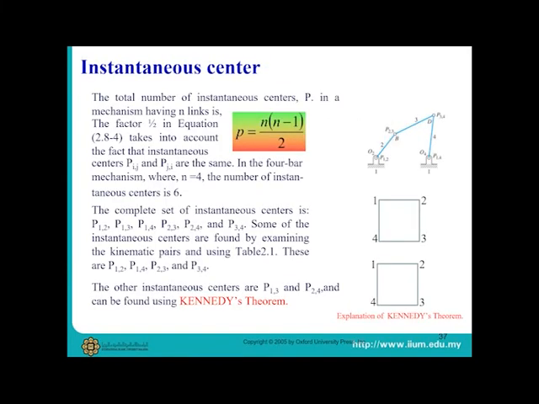For a mechanism, the number of instantaneous centers depends on the number of links using this formula, where P is the number of instantaneous centers in that mechanism and N is the number of links. For example, 4-bar linkages will have 6 instantaneous centers, where this figure shows 4 of them, which are P12 between link 1 and 2, P23 between link 2 and 3, P34 between link 3 and 4, and P14 between link 1 and 4. Kennedy's theorem is used to determine another 2 instantaneous center points.